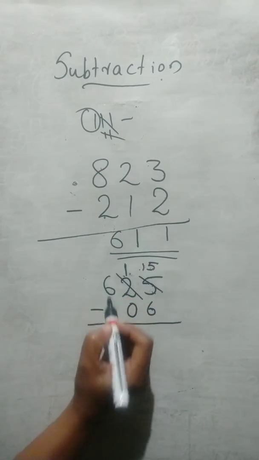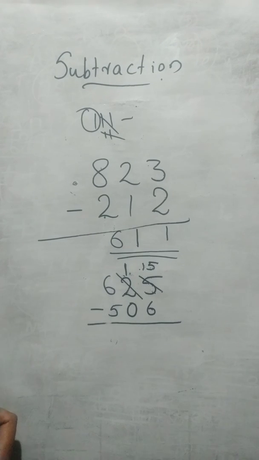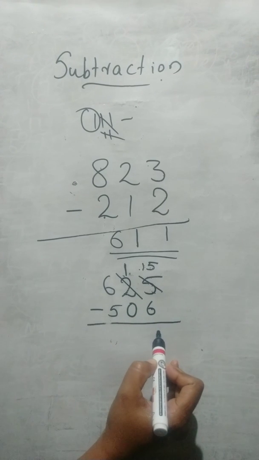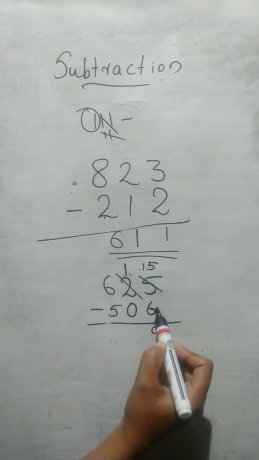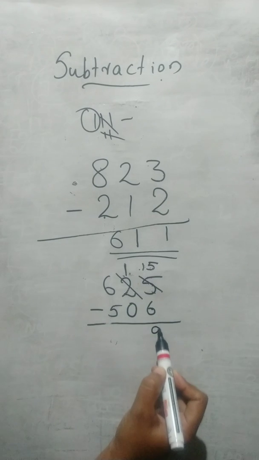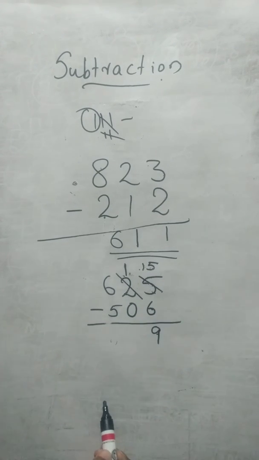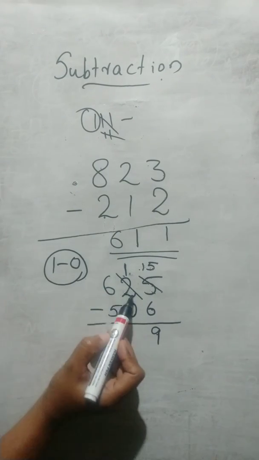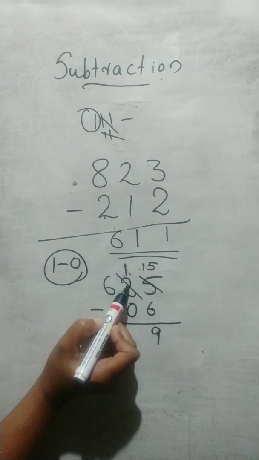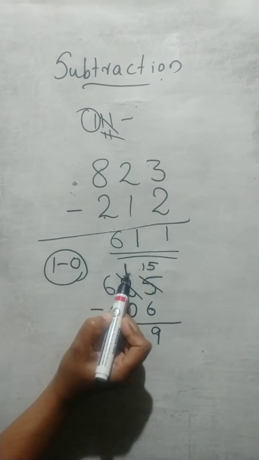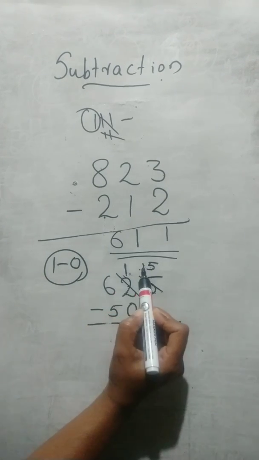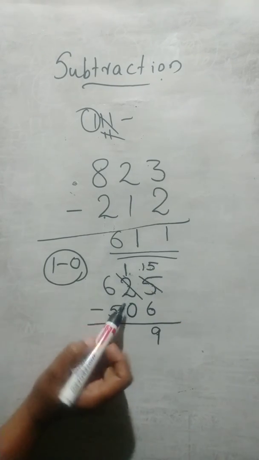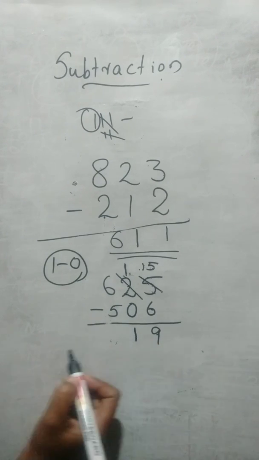Then this number was 6 and 5 now. So 15 minus 6, that is 9. From 15, we have to take away 6. So 9 plus 6 equal to 15. Okay. Then 1 minus 0. Here it is not 2. This 2 became 1 because we borrowed 1 from this 2 and we wrote it there. So 1 minus 0 is equal to 1 itself.